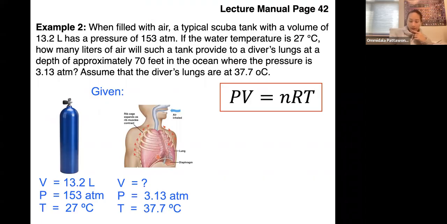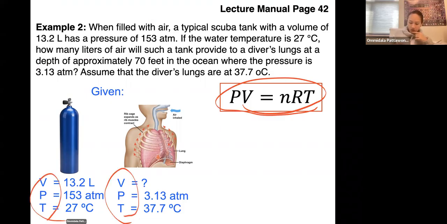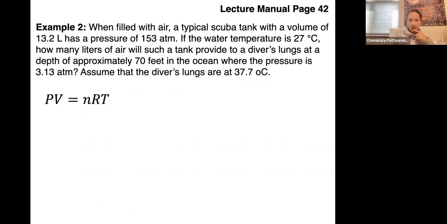To set that up, I'm going to rearrange the ideal gas law to match all of those that are changing. Remember, the only thing that stays the same is the number of moles of gas, because P, V, and T are going to change. So I'm going to move them to the same side. In this case, I get that PV over T is equal to this constant right here.